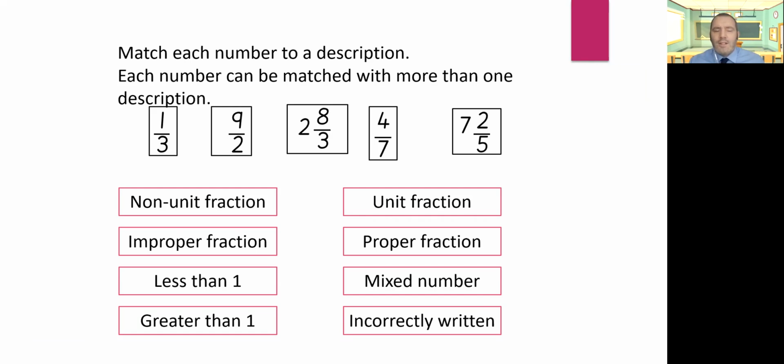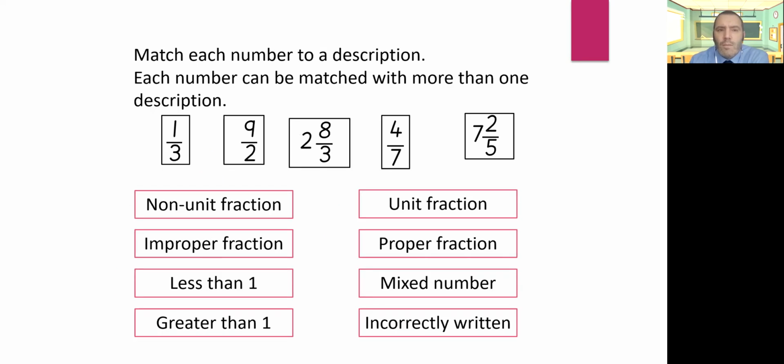Okay, how did we get on? Let's start off with 1/3. It is a unit fraction. It has 1 as the numerator, so that means it's a unit fraction. It is a proper fraction. The denominator is greater than the numerator. And it is also less than 1. We know this because, again, the denominator is greater than the numerator.